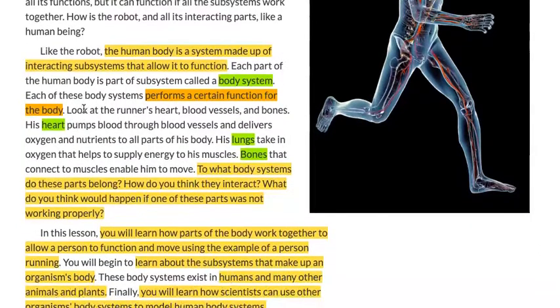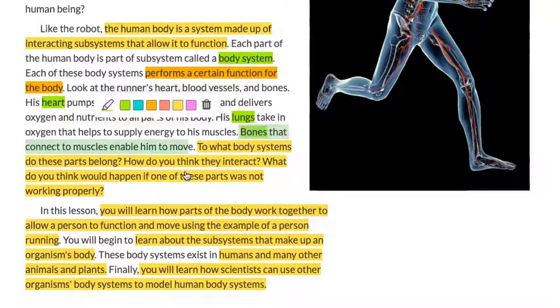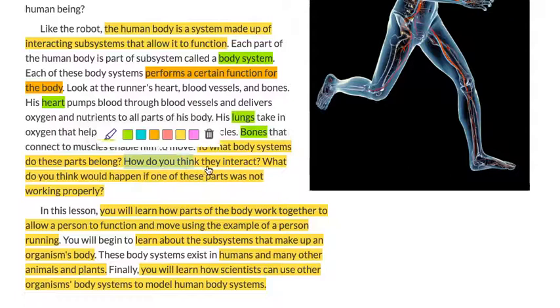So we are going to look at the runner's heart, blood vessels, and bones, right? The runner's heart will pump blood through blood vessels and deliver oxygen and nutrients to all parts of the body. The lungs will take in oxygen and help supply energy to the muscles. And the bones are there to connect muscles and enable the person to move. So it makes you think about what body systems these parts belong to. How do you think they interact? What do you think would happen if one of these parts was not working properly?